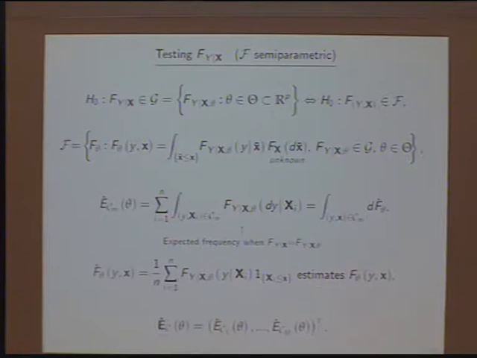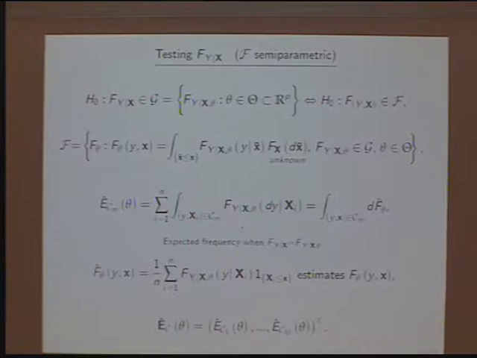What is our purpose? Our purpose is just to propose a new test when the null hypothesis consists of proposing some specification for the conditional distribution. That is, now under the null, the conditional distribution follows some parametric family. And this is equivalent to saying that the joint distribution belongs to some semi-parametric family. The semi-parametric family is this one here, where the marginal distribution of the X's is a nuisance function. We are not interested in that. That is, it's not specified. That is, we don't have a full parameterization of the joint distribution.